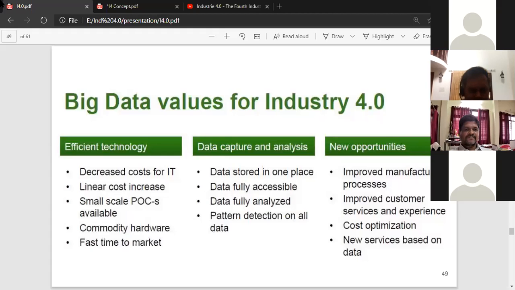So as I mentioned here, linear cost increase. You can do small scale POC, especially startup companies. They heavily use this because when they start their operation, they probably don't have access to a lot of capital. So cloud and big data technology is something which really helps people a lot, using pay-per-use kind of models, and then you can have data storage. You can have humongous data storage with all these columnar databases.